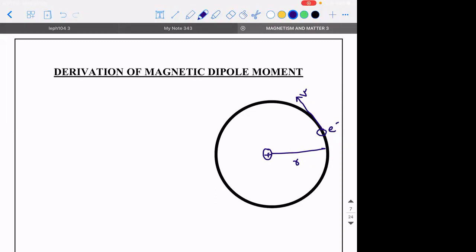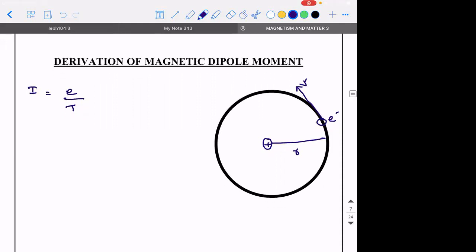When somebody asks you what current means, what is current? Basically, it is the rate of flow of charge. So the amount of charge e that is flowing in one time period, can I call it that? When the electron completes one revolution, I can say that there is a current constituted due to the motion of that electron. Does that make sense? So I is equal to e by T. I didn't put a negative sign here because we know that the electron is negatively charged, so we need not put the negative sign.